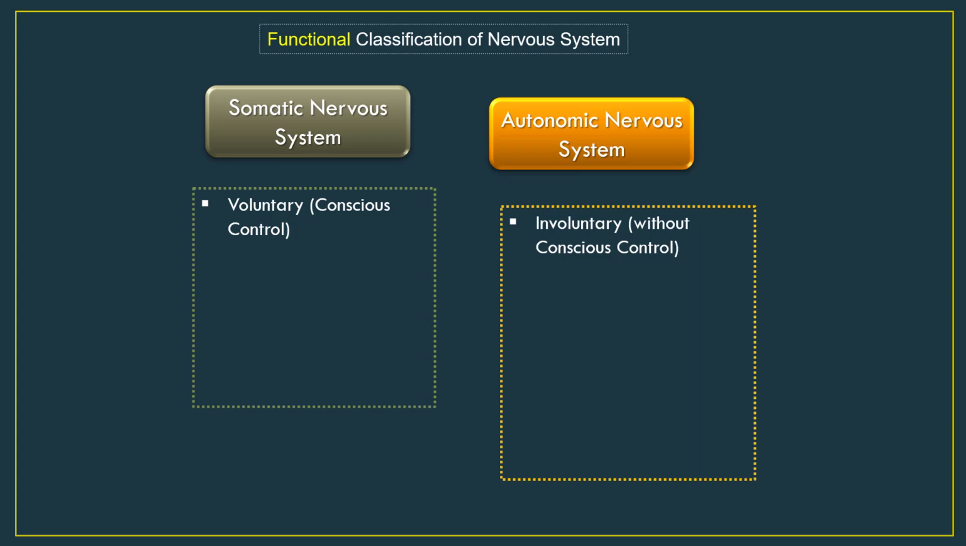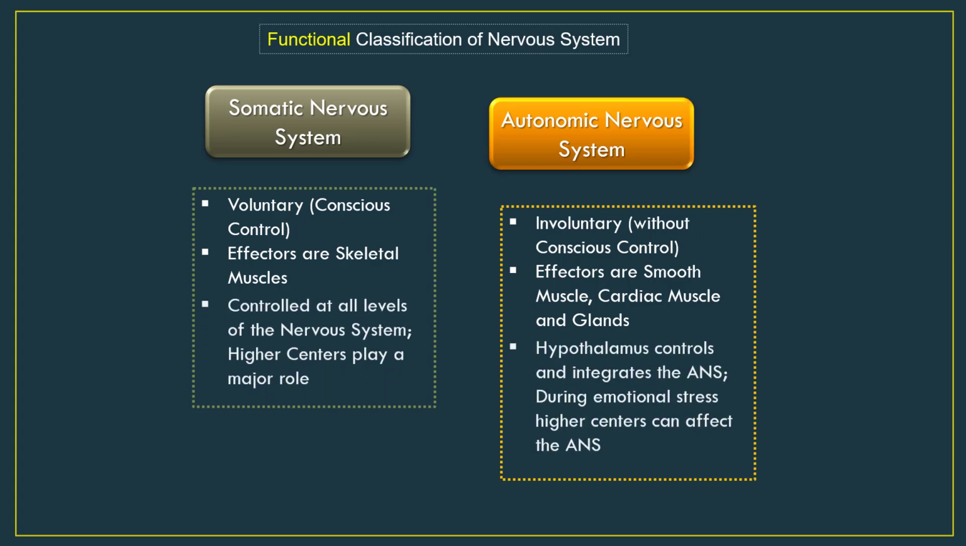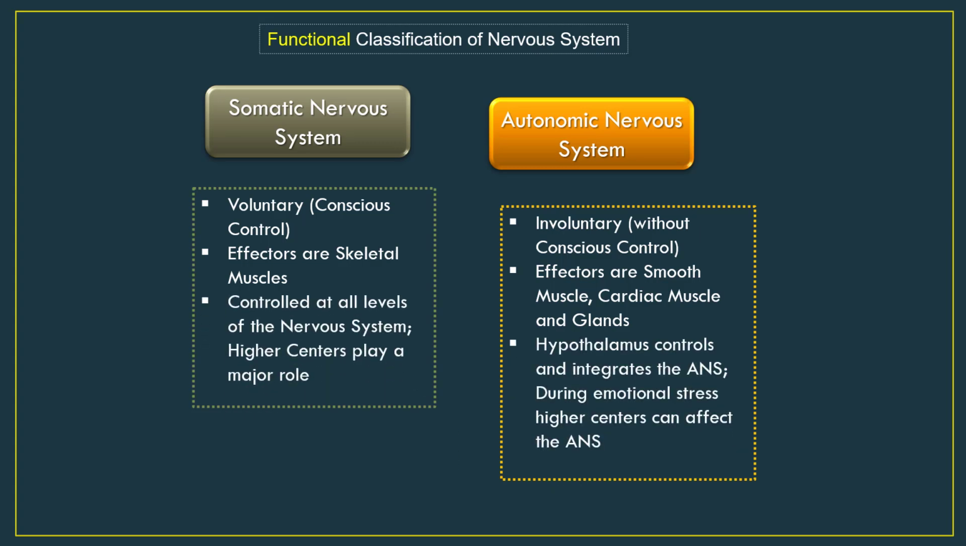All right. Now, in case of the somatic nervous system, effectors are skeletal muscles. In case of the autonomic nervous system, the effectors are smooth muscles, cardiac muscles, and glands. The somatic nervous system is controlled at all levels of the nervous system, starting from the spinal cord all the way up. But higher centers play a major role.